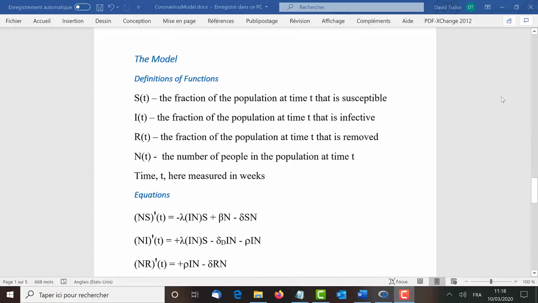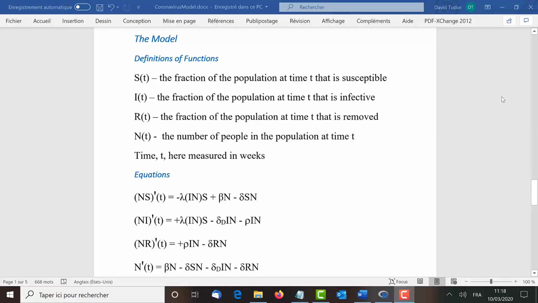Now let's go forward and look at the model. The functions that we're going to use in the model: S of t is the fraction of the population that's susceptible, I is the fraction that's infective, R is the fraction of the population that's removed, and N of t is the number of people in the population at time t.